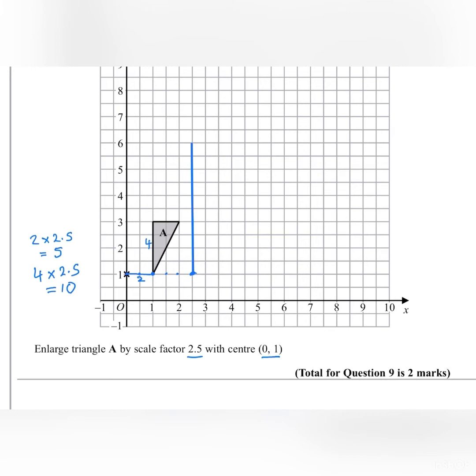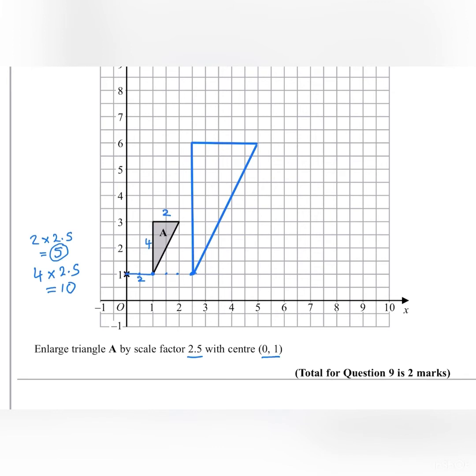And then the top is 2 squares. So again, 2 times 2.5 is 5 squares across. So 1, 2, 3, 4, and 5. And then finally, we just join the points together to form that into a triangle.